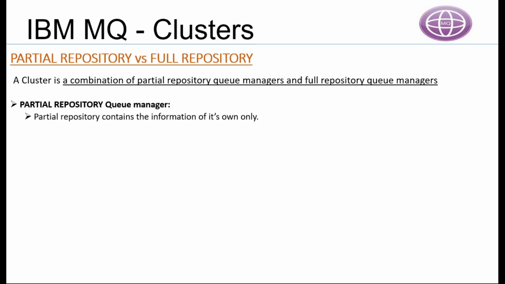It means queue manager 3 contains its own information. It doesn't take care of queue manager 1, 2, 4 or 5. Because it's a partial repository, it will take care of its own. That's it. So by default, every queue manager is a partial repository. It means when we create a queue manager, by default, it will be acting as a partial repository. Till now we have worked on partial repository queue managers.